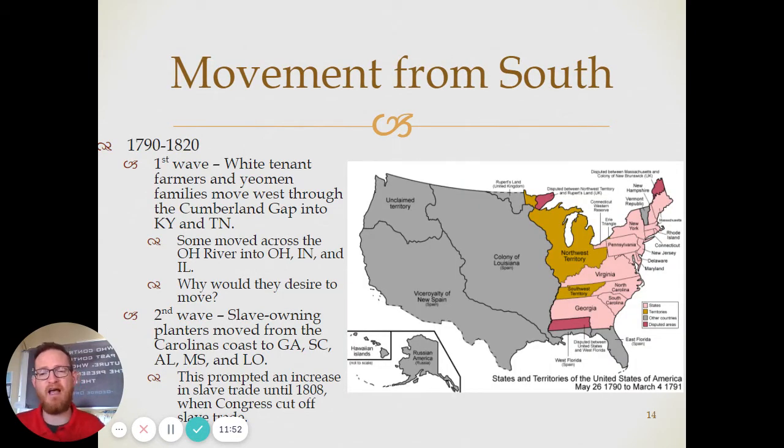A movement from the South. 1790 to 1820, you're going to have people leaving the South to move out to the western part of the United States. 1790 to 1820, you'd have the first wave, which would be white tenant farmers, yeoman families that would move west through the Cumberland Gap into Kentucky and Tennessee. The Cumberland Gap, if you've ever been in Virginia, you go to basically the point where Virginia, Tennessee, and Kentucky meet. That is where the Cumberland Gap is.